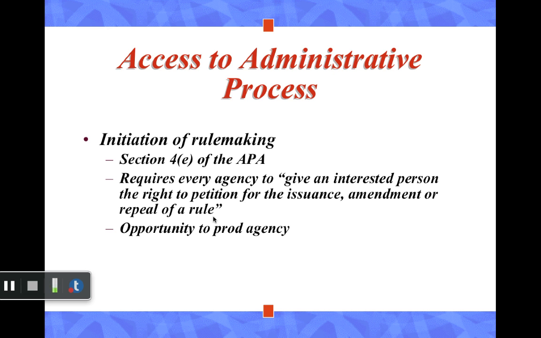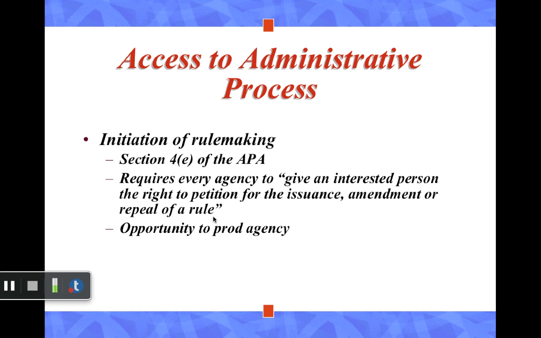Now, many of you may do internships or jobs or see situations where you say, OSHA ought to have a regulation about that. And that's what this covers with Section 4E of the APA. It gives you, as an individual, the right to petition an agency to either come up with a new regulation or to repeal one.